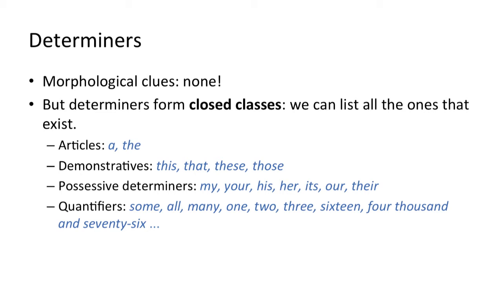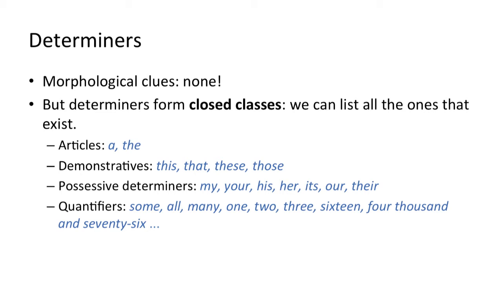Demonstratives point something out and indicate whether it's close or far away. If I say this book, I usually mean a book that's close to me, but if I say that book, I'm talking about a book that's farther away. There are 4 demonstratives in English: this, that, these, and those.